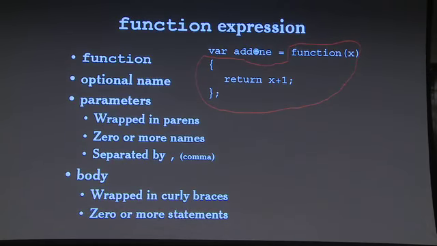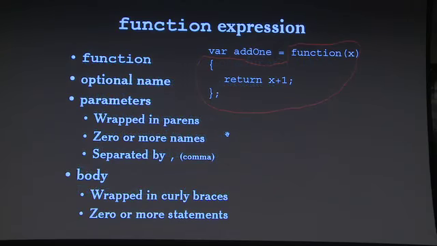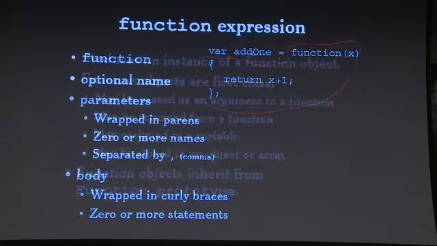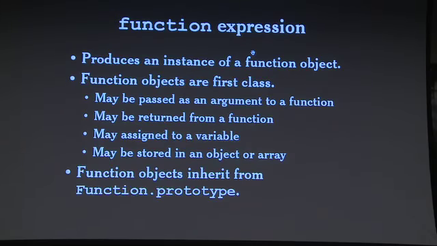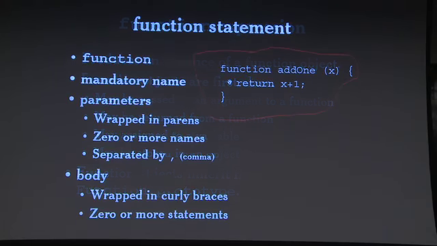Function objects are first class, which means that they can be passed as an argument into a function. They can be returned from a function. They can be assigned to a variable, like we did here. We assigned the function to be stored inside that variable. And it can be stored inside an object or array. That's what it means to be a first-class entity in computer science.